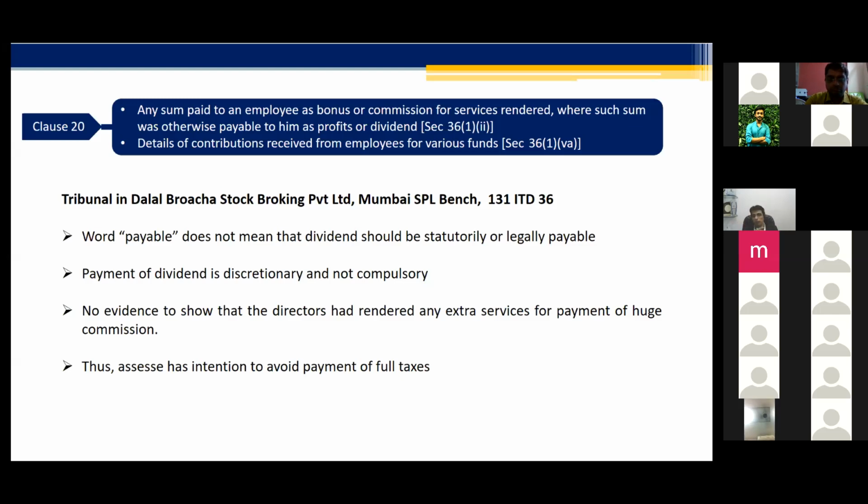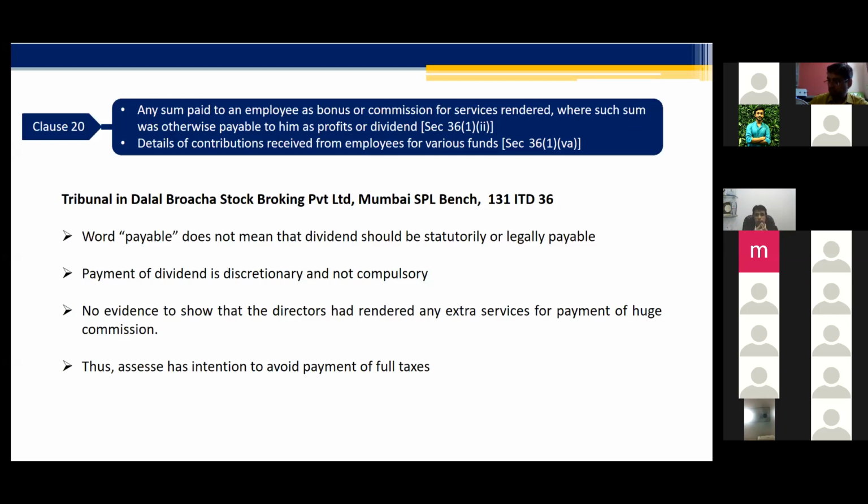The matter went up to the tribunal, and a special bench was constituted for this. And therefore, it was held that this was an intention to avoid payment of tax, and this will hit the provisions of 36.2. The commissions paid to the directors are nothing but as good as dividend, and therefore would be disallowed. The commissions paid would be disallowed under 36.2, and it has been disallowed.